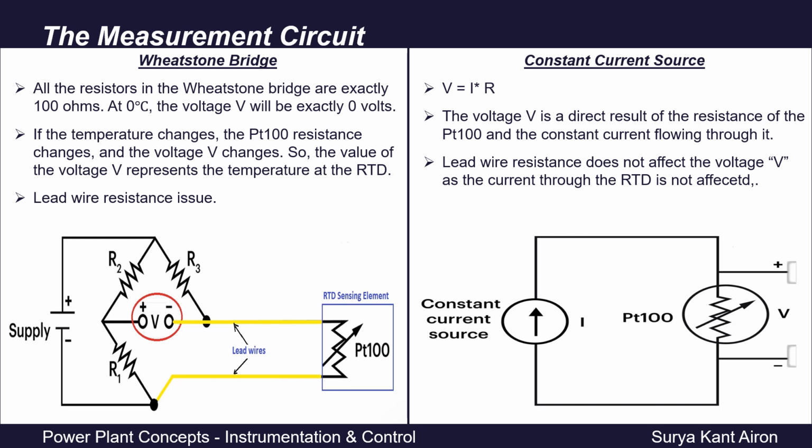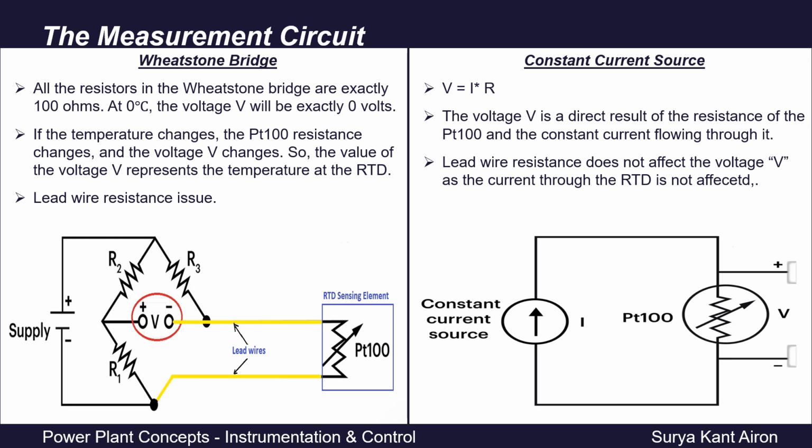Simply, an increase in the lead wire resistance does not affect the voltage V because the current through the RTD is not getting affected. Clear? V is equal to IR. I is the constant current we are talking about, and these lead wires are still in series, so the current will remain the same. So there is no effect of the lead wire resistance.